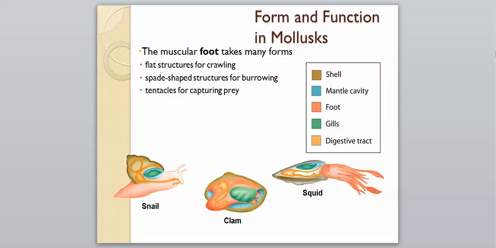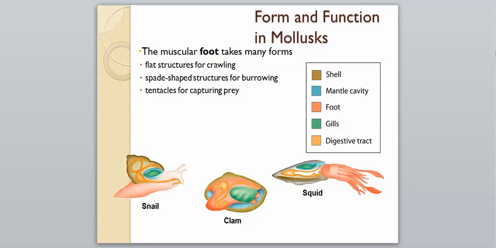The first form they could take is a flat structure for crawling. You can see that it's pink, and the pink part here is the snail. They also have spade-shaped structures for burrowing. The clams have kind of a spade shape right here, and they use that to burrow down in the sand and the silt and things like that. And the last one is that their foot can actually take the form of tentacles for capturing prey. If you look here at our squid, the pink area is these tentacles, and that's just their foot that has taken on many forms within this group.